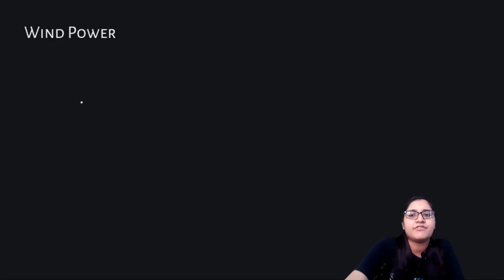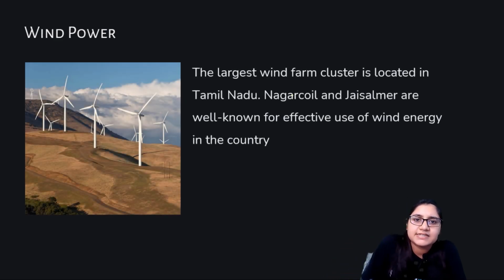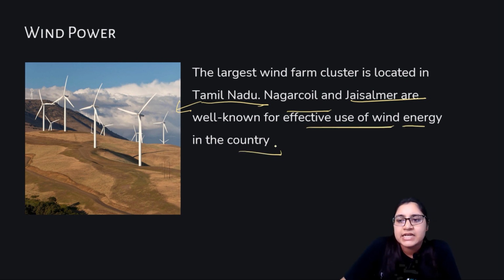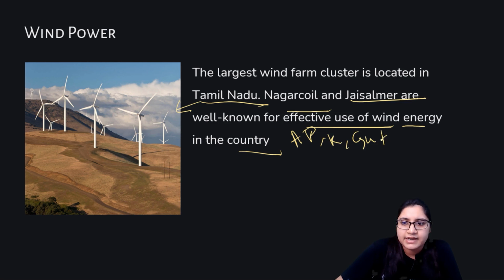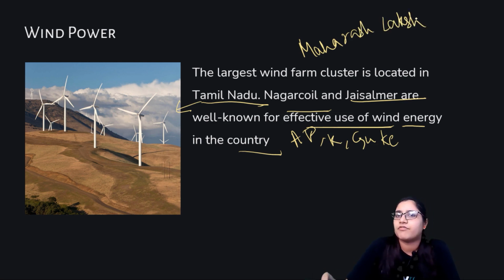Alright, then we have wind power. The largest wind farm cluster is located in Tamil Nadu. You can see how beautiful the turbines look. Nagercoil and Jaisalmer are well known for effective use of wind energy. Apart from these, Andhra Pradesh, Karnataka, Gujarat, Kerala, Maharashtra, and Lakshadweep have important wind farms.